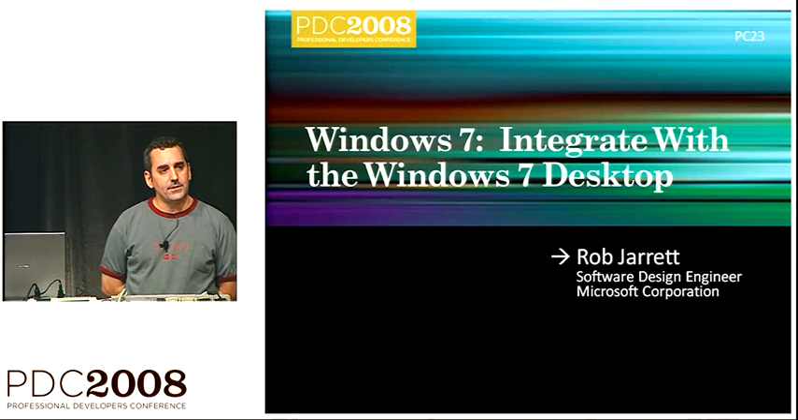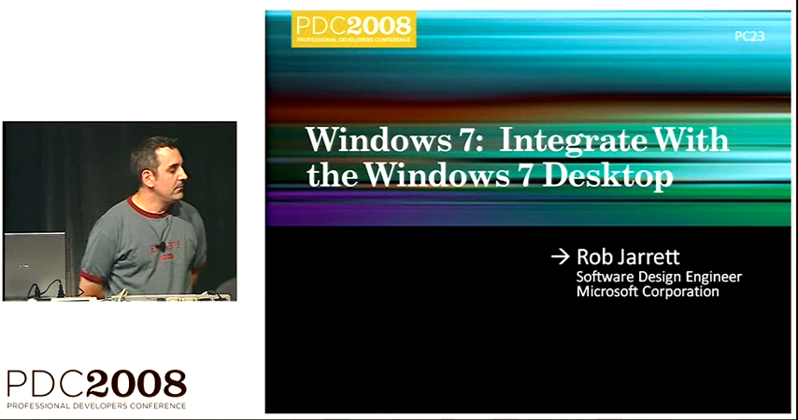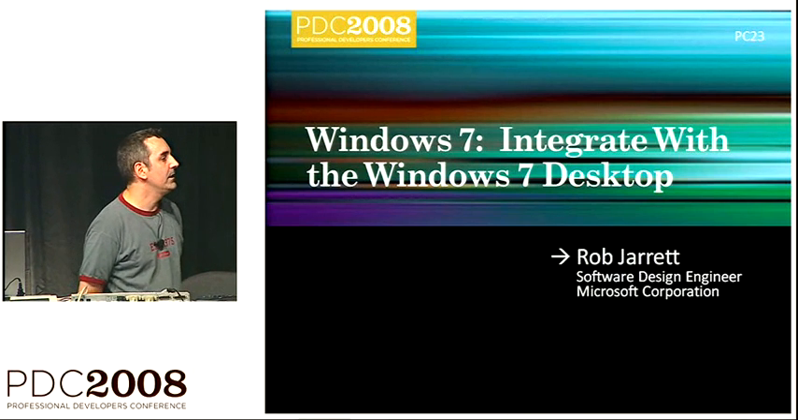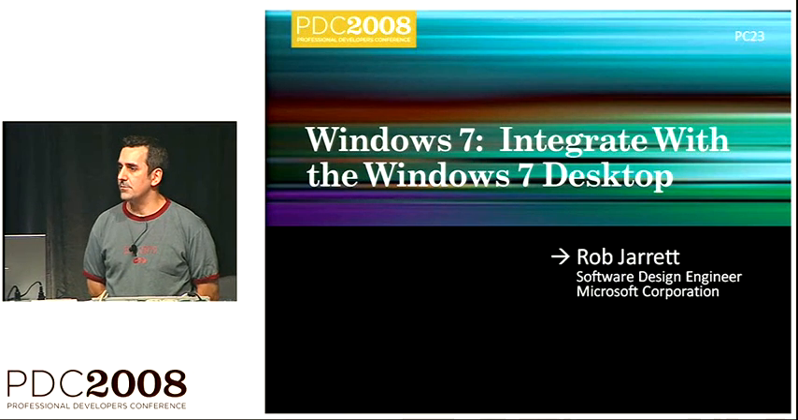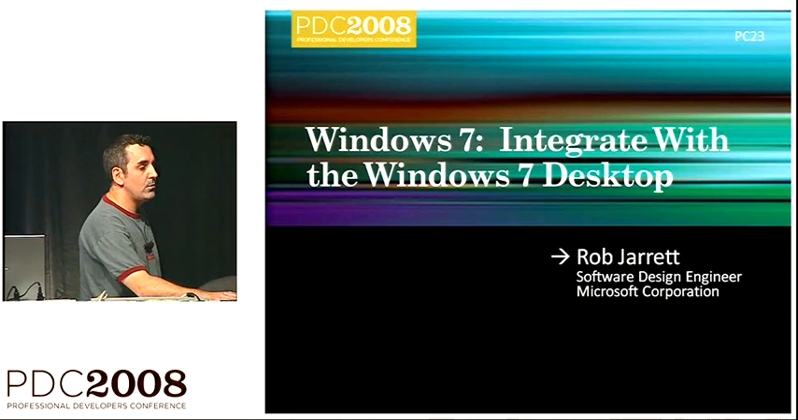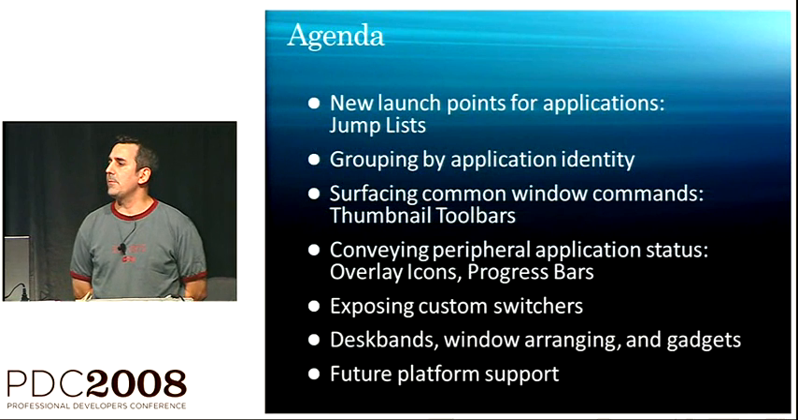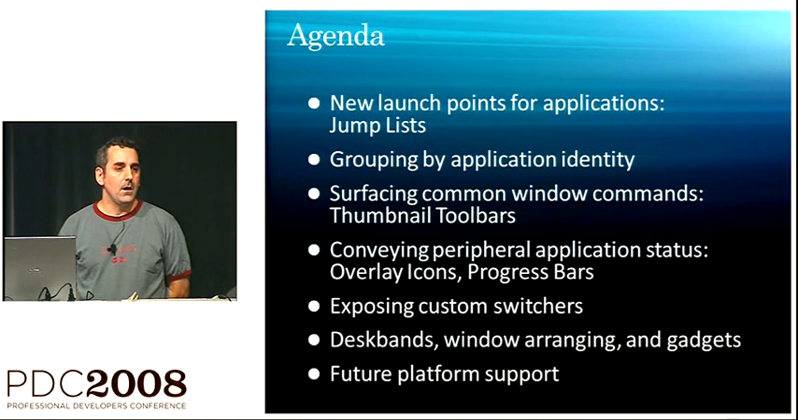And today's talk is technical in nature. We're going to be covering basically how you can use new APIs we have for the Windows 7 desktop to integrate your application with our new UI facilities. So we have a full agenda. I'm going to start out by talking about a new piece of UI we have on the taskbar called jump lists. These are basically a new way that users can launch your application.